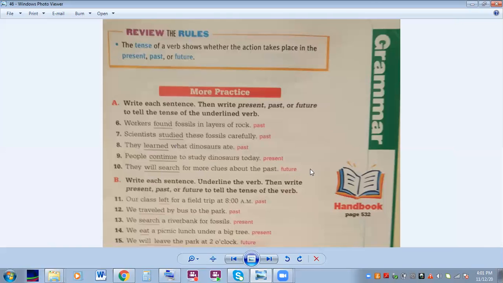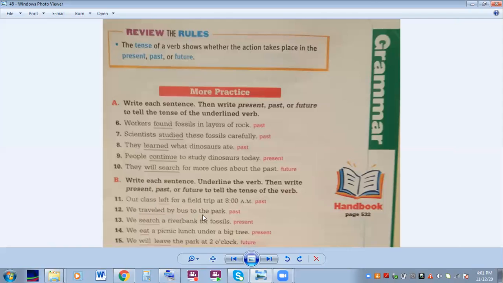All right, let's look again. This asks us to pick out the verb as well as tell the tense. Let's read them together. Our class left for a field trip at 8 a.m. Left is the verb. Class is our subject. What did our class do? It left. Left is in the past. Left is the past of leave.